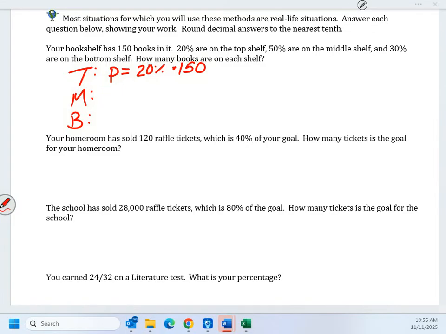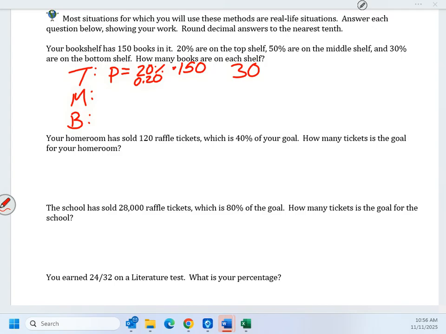So that 20%, remember, is 0.2, 0.20. That's an easy one where you just have to multiply it. When we're looking for that part, we're just doing that multiplication. What is 20% times 150? We should all have our calculators out. Emily: 30. I have 30 books on my top shelf.